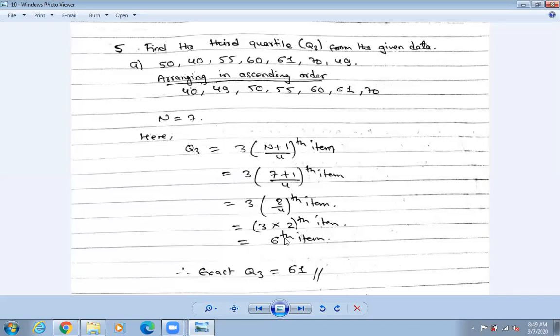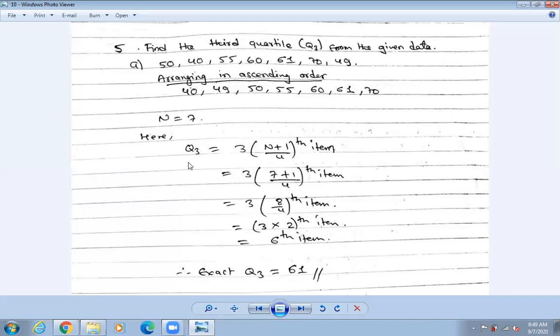So there is 6, that means which one is the 6th number? 1 2 3 4 5 6, that means 61 is our answer. The 6th number is 61. So that's why the exact Q3 is 61. So this is going to be our answer. Okay, hope you have understood everything. If there's any problem you can ask me.